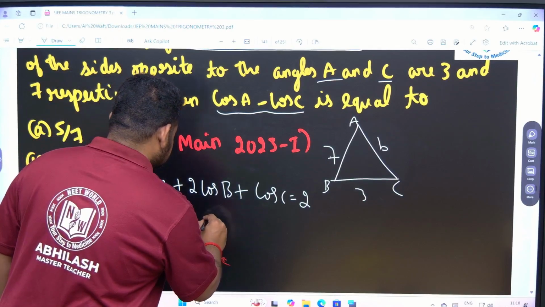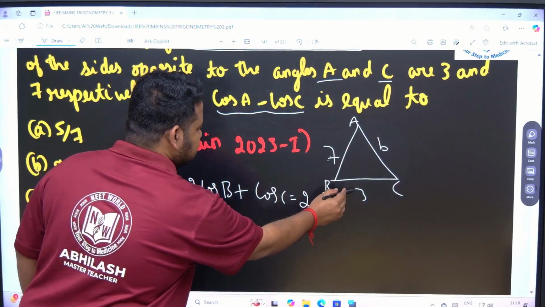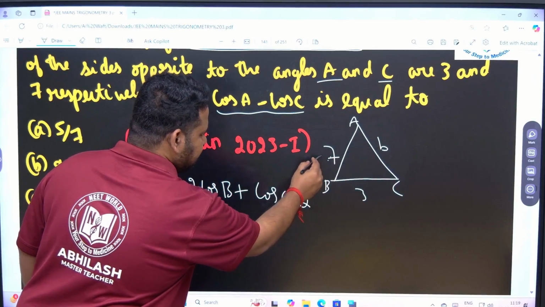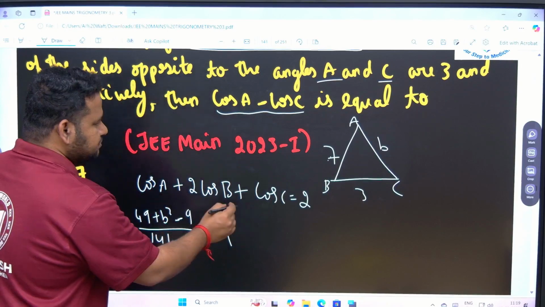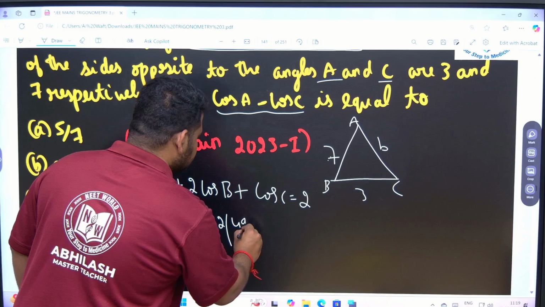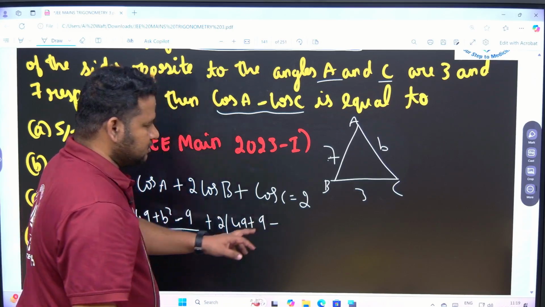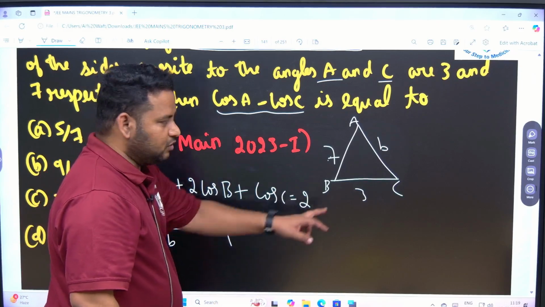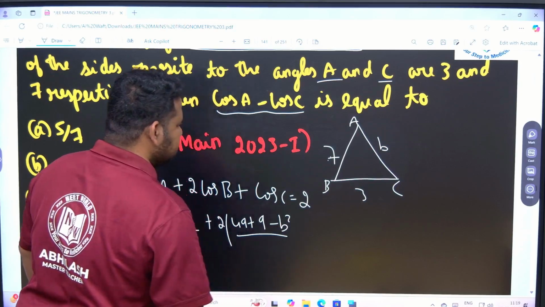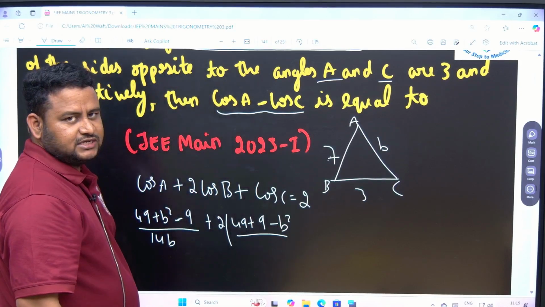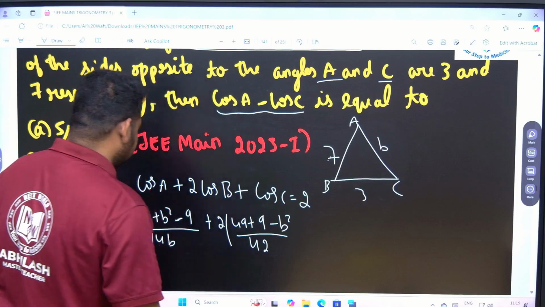Next, plus 2 times cos B. Cos B is this square plus this square minus that square, divided by 2 times 7 into 3. So 2 times cos B is 49 plus 9 minus b square, divided by 2 into 7 into 3. 2 into 7 into 3 is 21 into 2, which is 42.